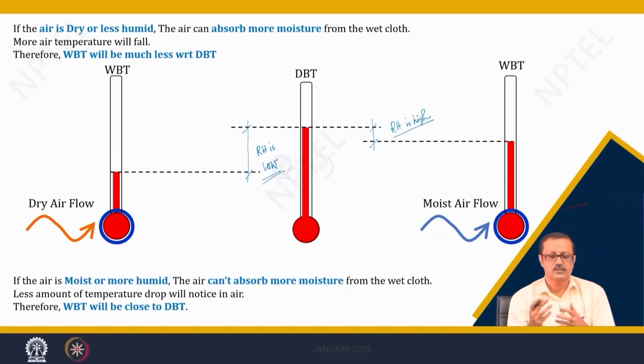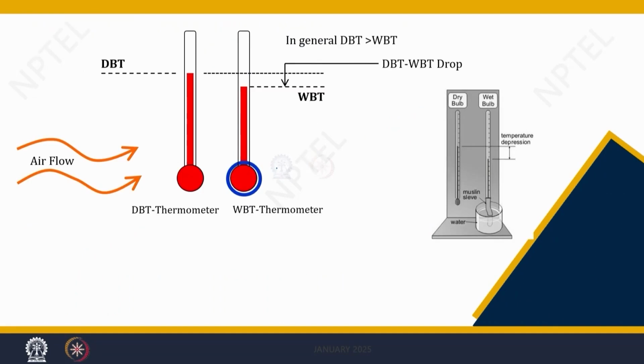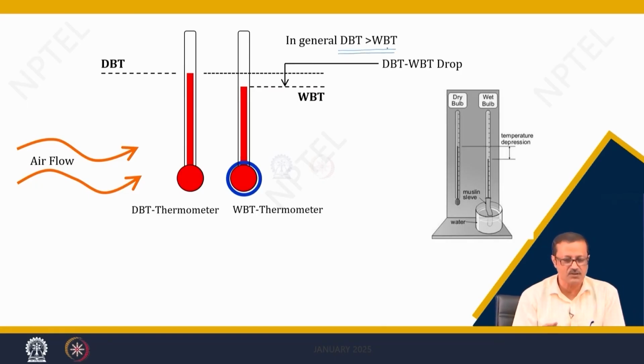So, I can actually figure out what will be the relation between this dBT-WBT drop and this RH. That also can be figured out in the way that I can find out this particular RH from these two kinds of scenarios. I have told you that in general dBT is higher than WBT. That is fine, and this dBT-WBT drop will give you an understanding of how much moisture a particular air is containing.